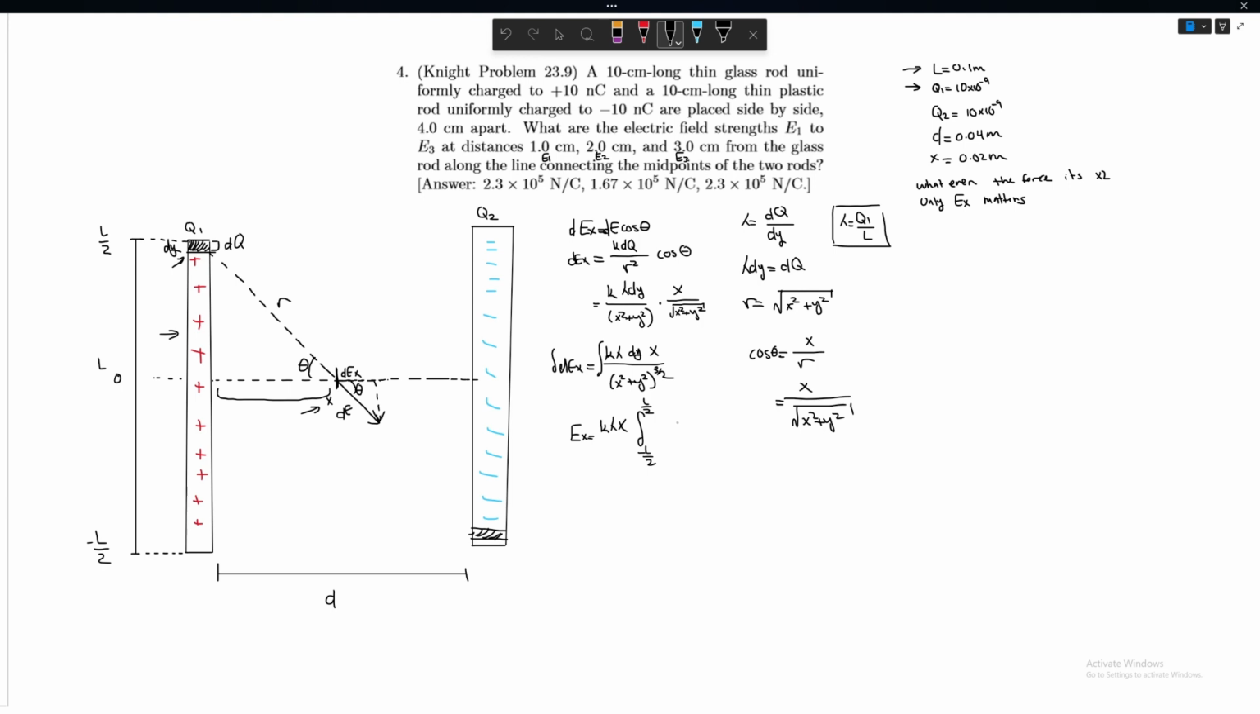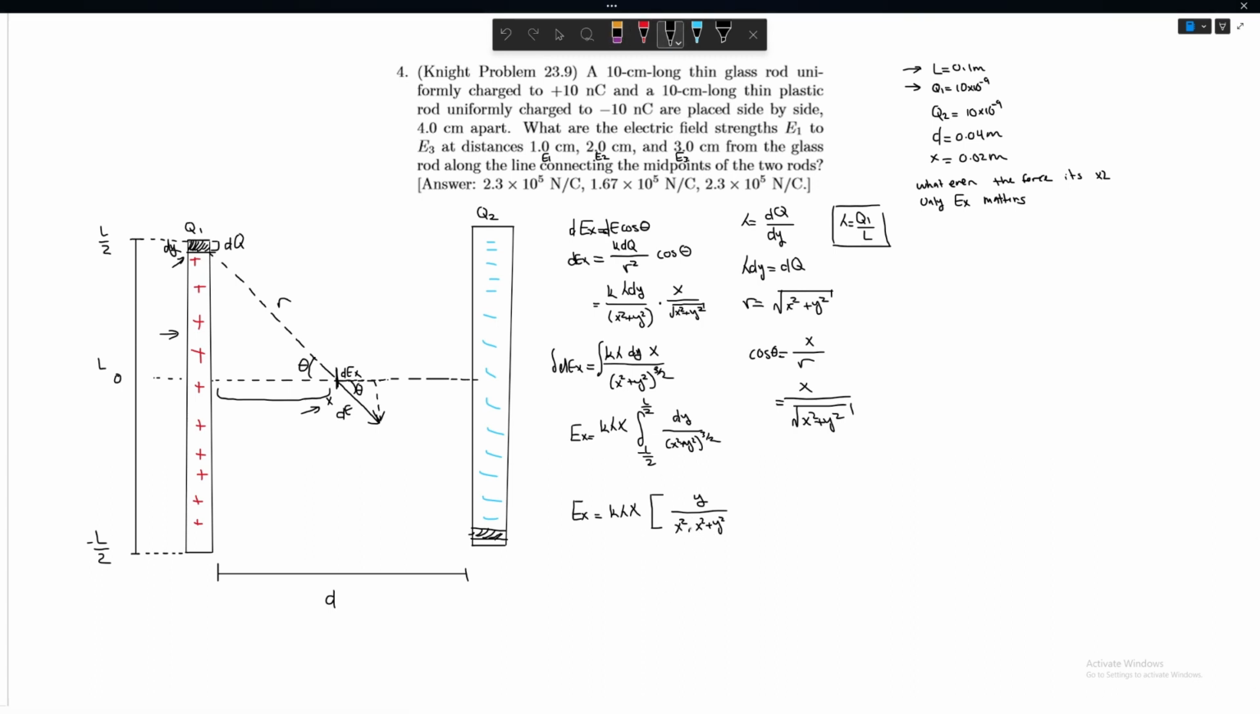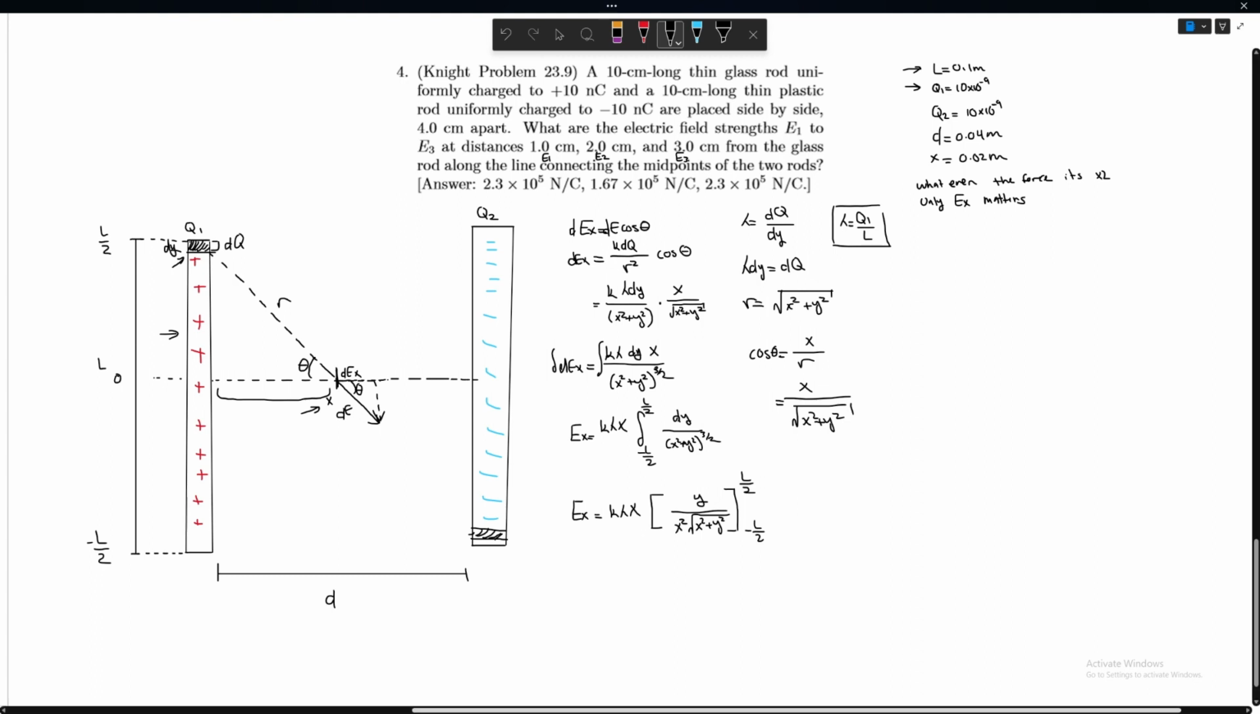All right, and now what I have is dy over x squared plus y squared to the 3 over 2, right? And if I redo this, sorry, not redo, like integrate, I meant. What I'll get is y over the square root of x squared plus y squared. This is given, by the way. You don't have to know how to integrate this. And obviously I'm taking it from negative L over 2 to L over 2. And you can sub this stuff in and get your equation and sub your numbers in.